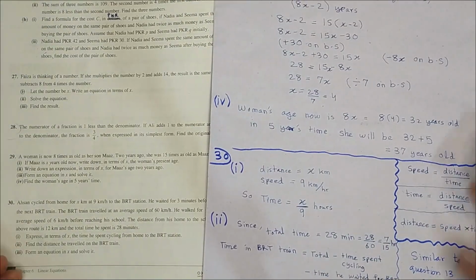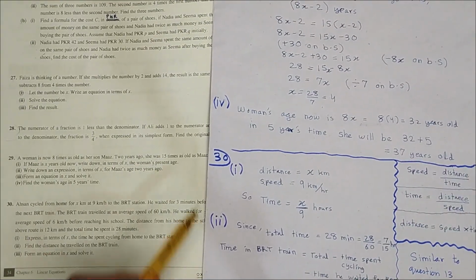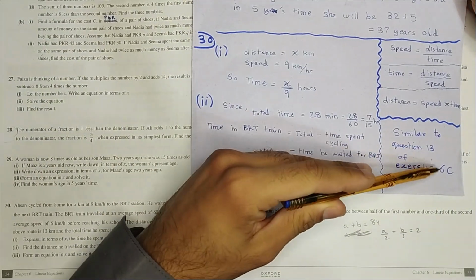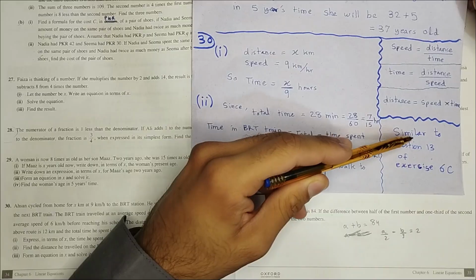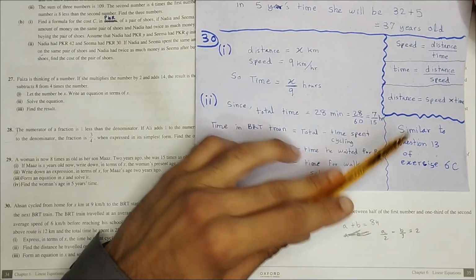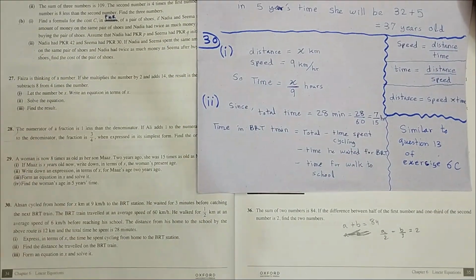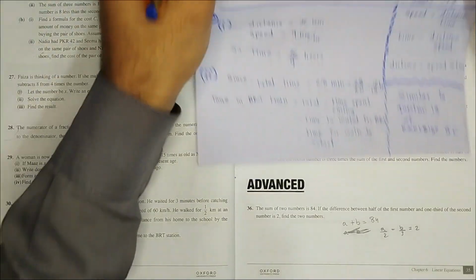Okay, now dealing with question number 30. Question number 30 is similar to question number 13 that we did in exercise 6C, but it is a little bit more difficult. It has a bit more technical things in it.